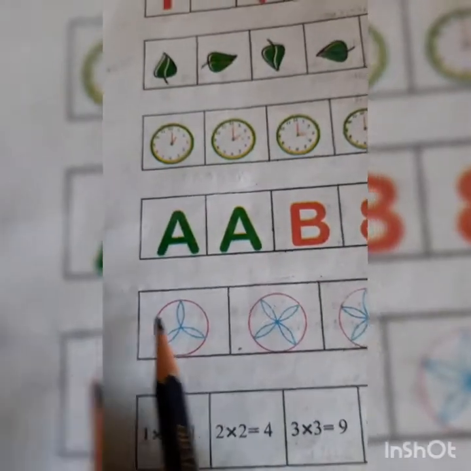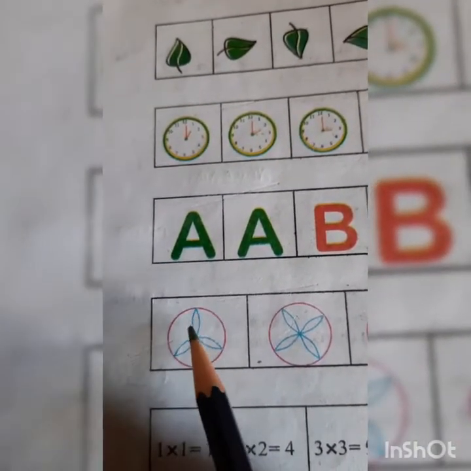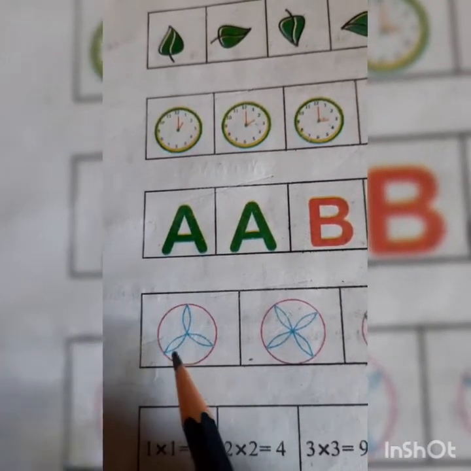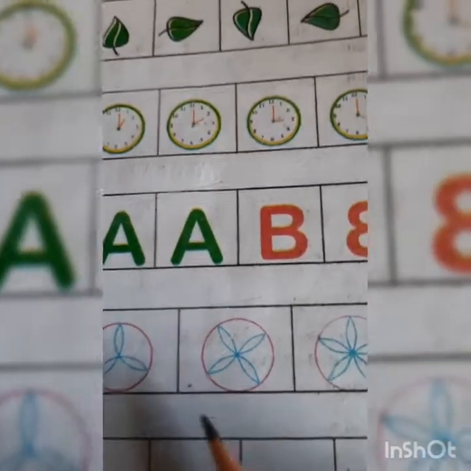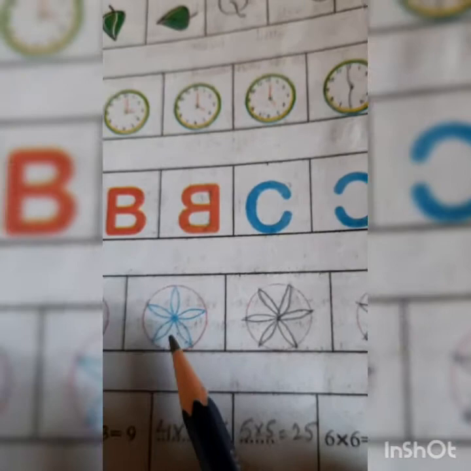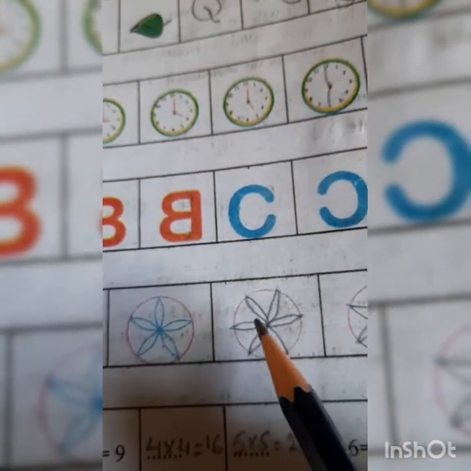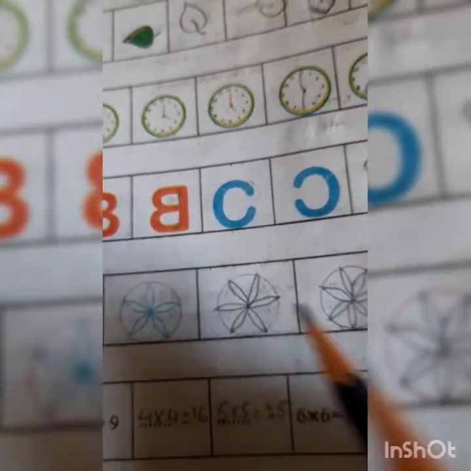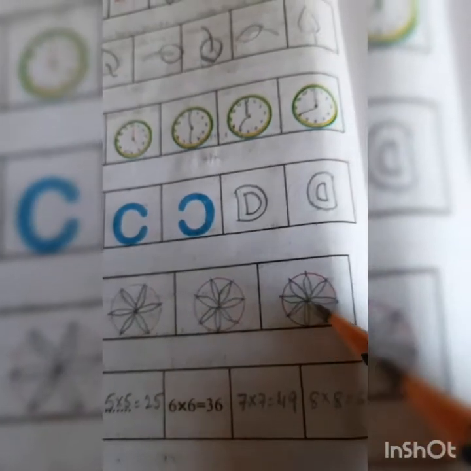Now see here next one. You can see a flower with 3 petals. 1, 2, 3. Next will be 4 petals. Then 5 petals. So next one will be 6 petals. Draw here a 6 petals flower. 7 and then 8.